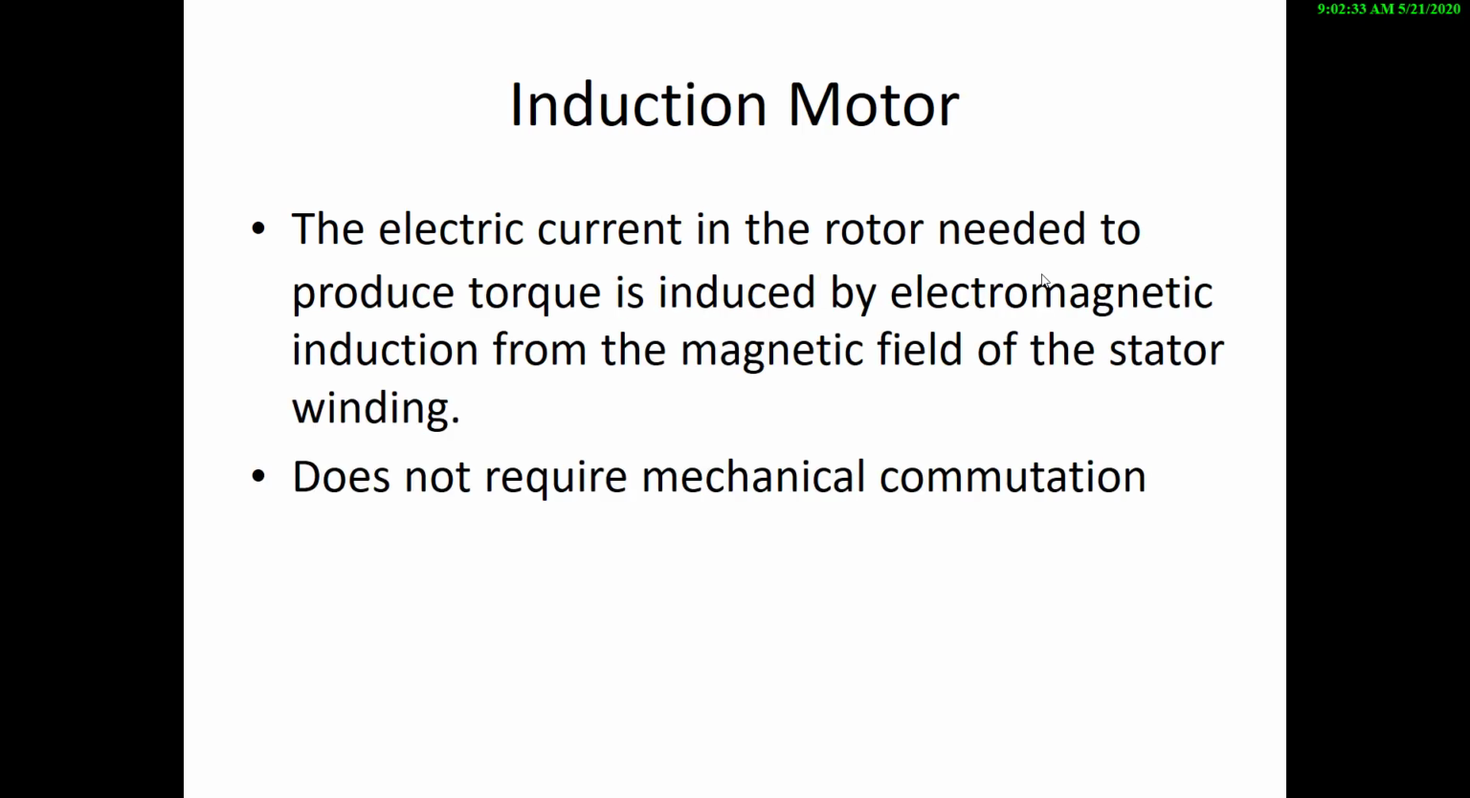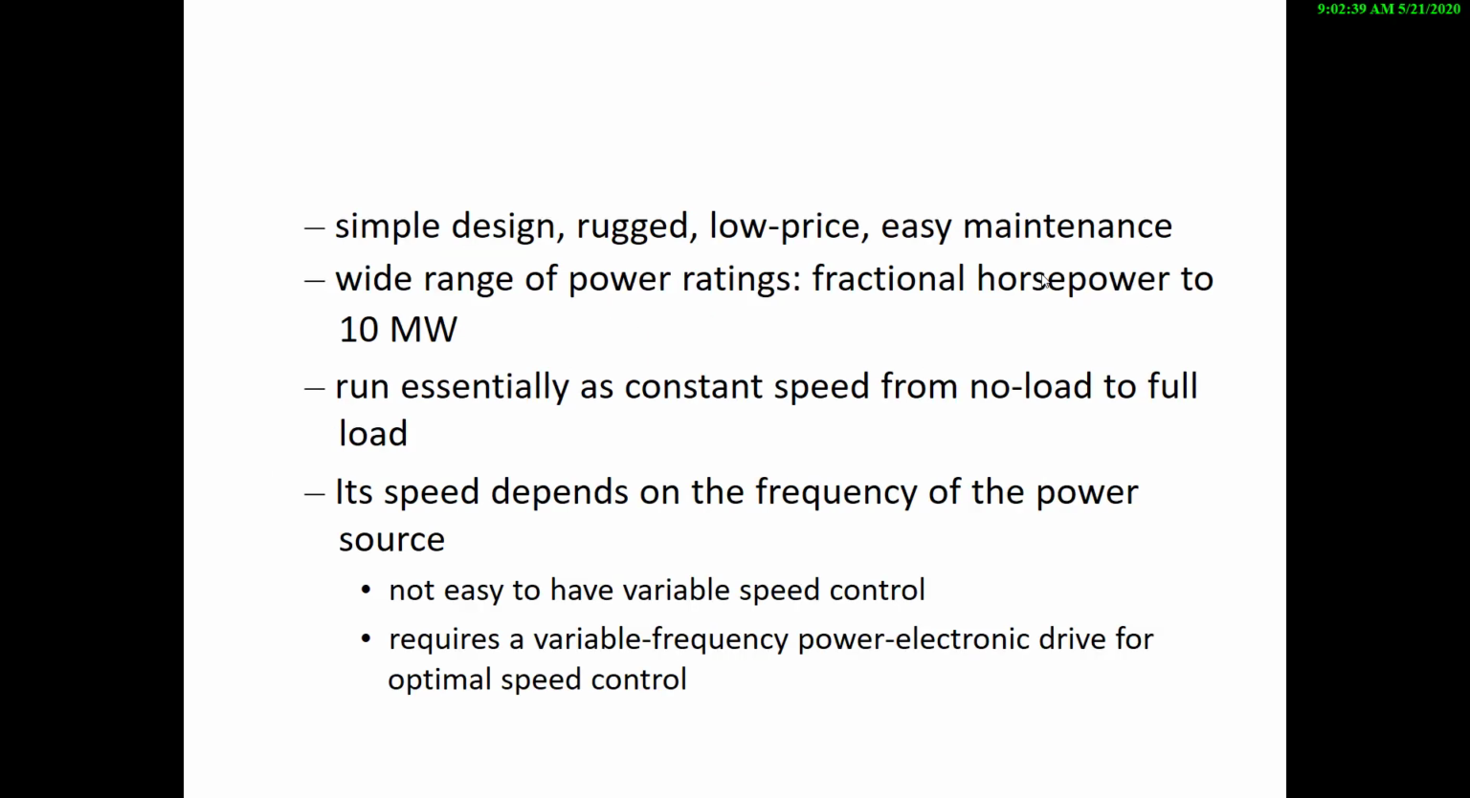An induction motor does not require mechanical commutation, and it has specific properties that make it suitable for specific applications. It is of simple design, rugged in nature, low priced, and easy maintenance is required. It has a wide range of power ratings, from fractional horsepower to 10 megawatt, and it runs essentially at constant speed from no load to full load.